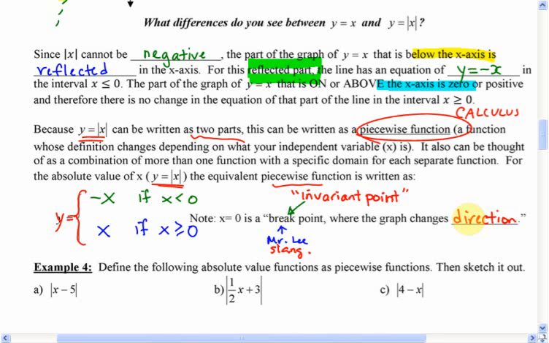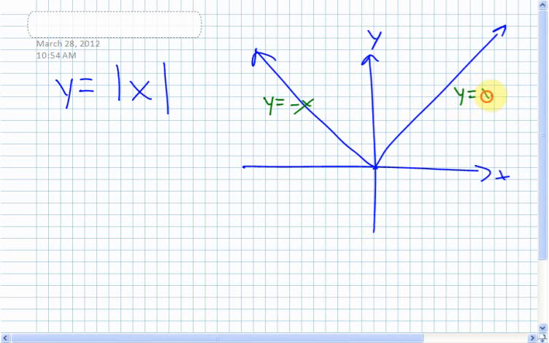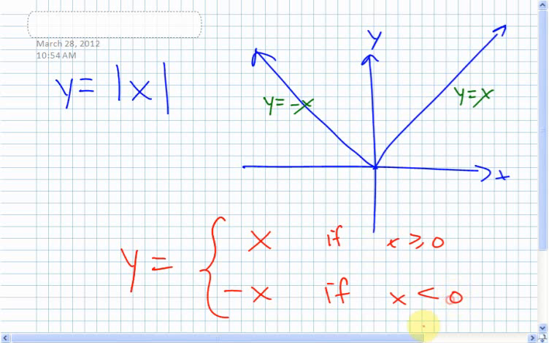So, ladies and gentlemen, as a review, just put down your pens right now. What I have done for you so far is I've showed you how to graph y equals absolute value of x. It is a V-shaped graph that looks like this. It's made up of two parts, y equals negative x, and also y equals x. So therefore, we can write it as a piecewise function: x if x is bigger or equal to 0, negative x if x is less than 0. Are we okay with this concept right now?